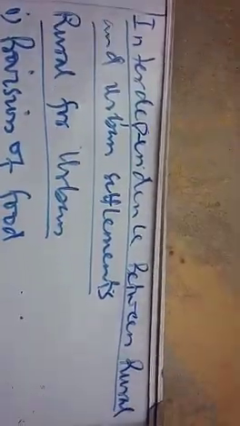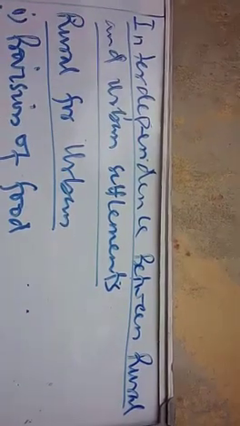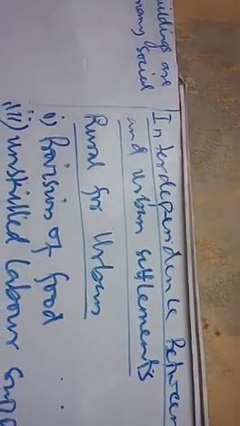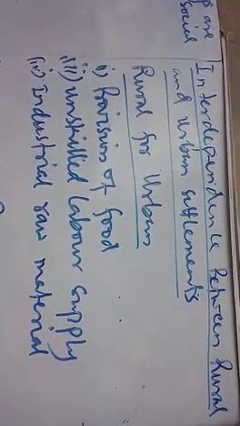Finally, we know that human beings depend on each other. As we have human beings depending on each other, so we have interdependency between rural and urban settlements. Rural settlements depend on urban settlements. The urban settlement depends on rural settlement for the following. One, provision of food. Two, unskilled labor supply. And the last but not least is industrial raw materials, which the rural areas provide for the urban settlements.